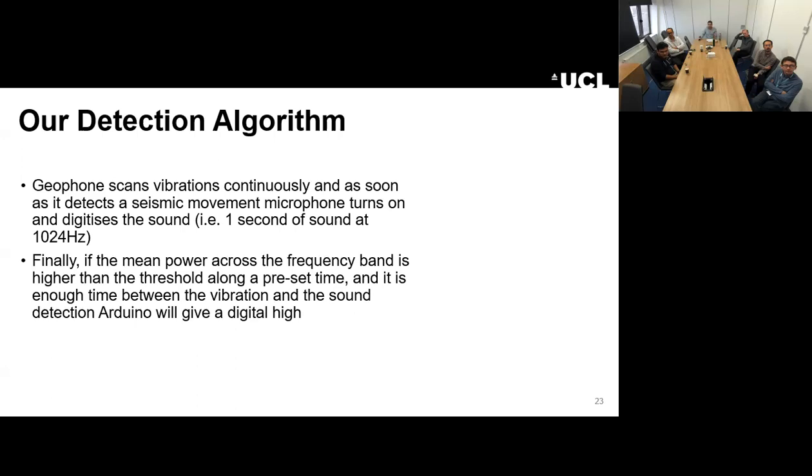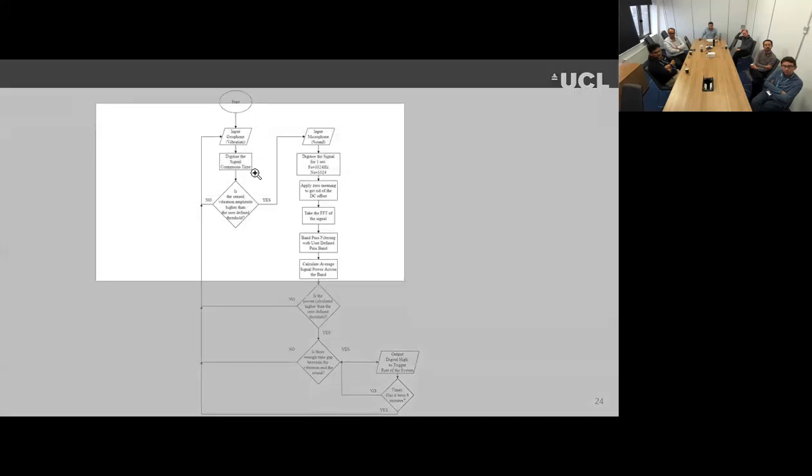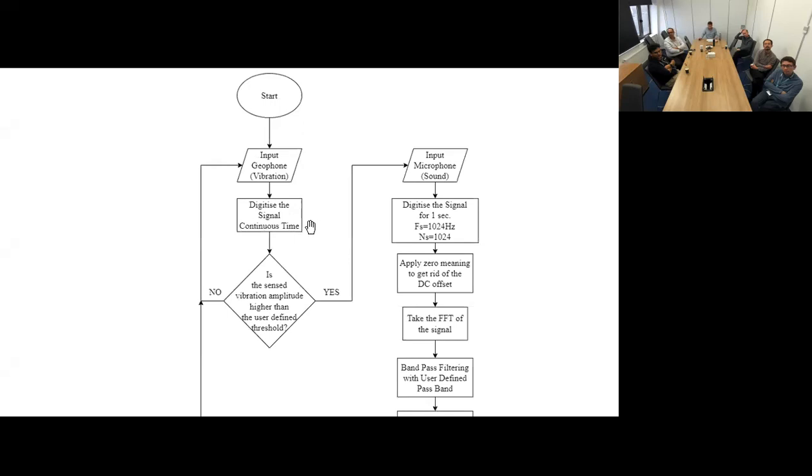And how it's going to work is the geophone scans the vibrations continuously, and as soon as it detects seismic movement, it turns on the microphone, and the microphone digitizes the sound that it hears. And finally, if the mean power across the frequency band is higher than the threshold for a set percentage of the time, and if there is enough delay between the vibration and sound signals, the Arduino will give a digital high. And for a more understandable approach, we have a flowchart here.